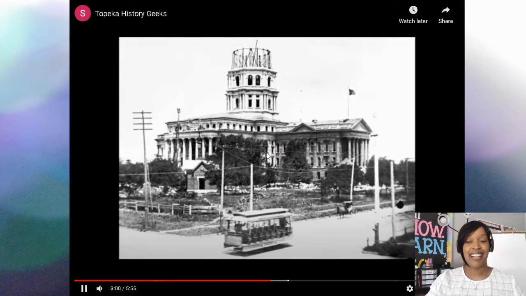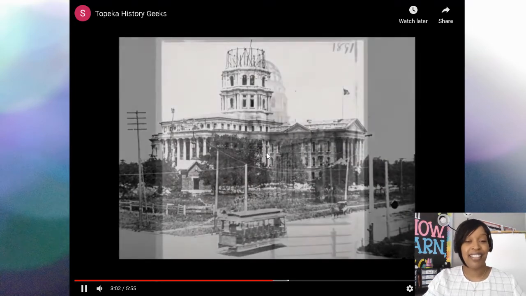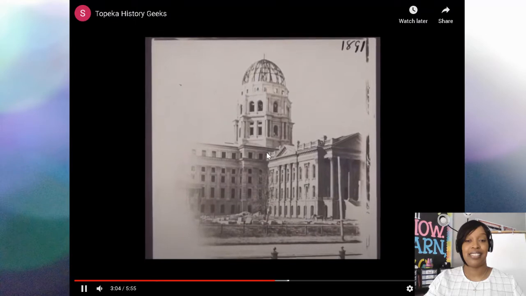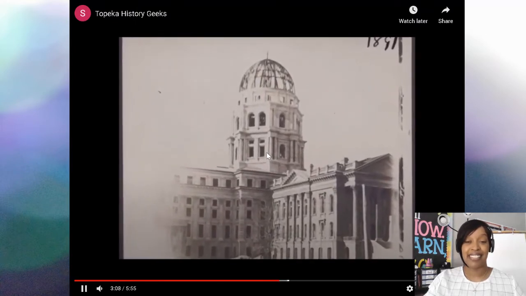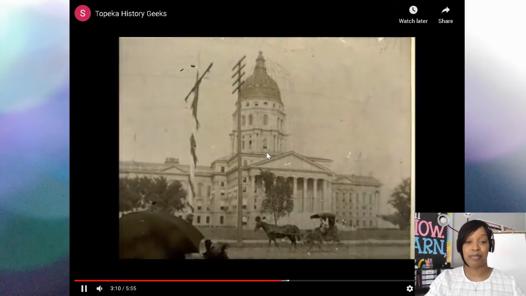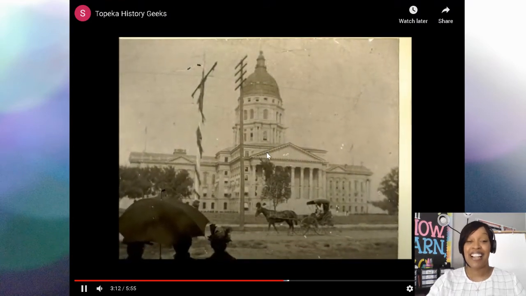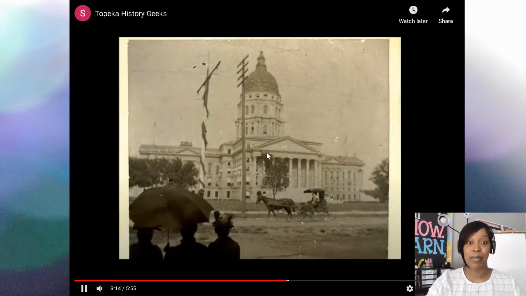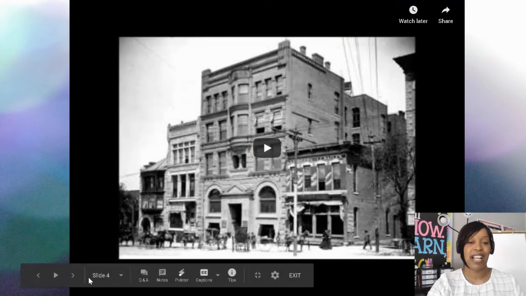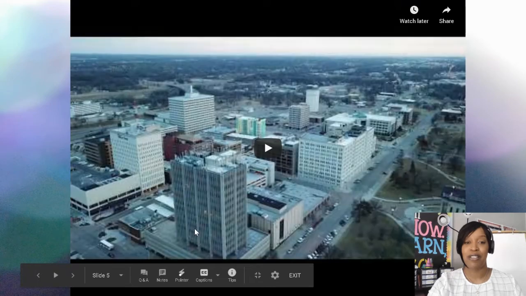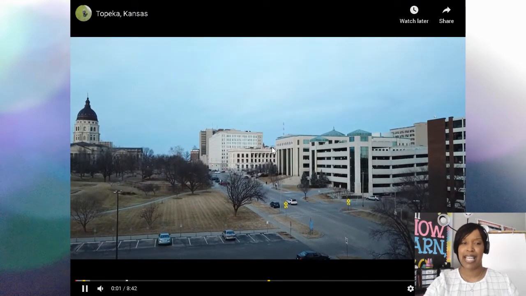This building is starting to look very familiar. Do you guys recognize it? It's our Kansas State Capitol building located in downtown Topeka. Wow, so okay. So that was our video of the past. Now I'm going to start our video of current Topeka. Let's see if we can see that Capitol building.